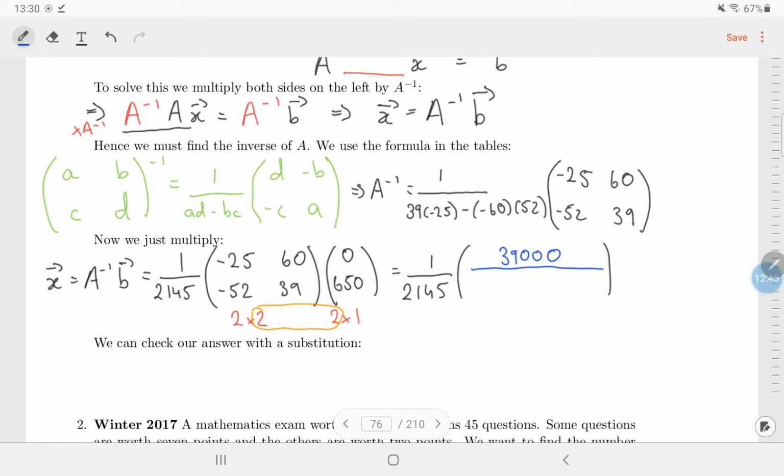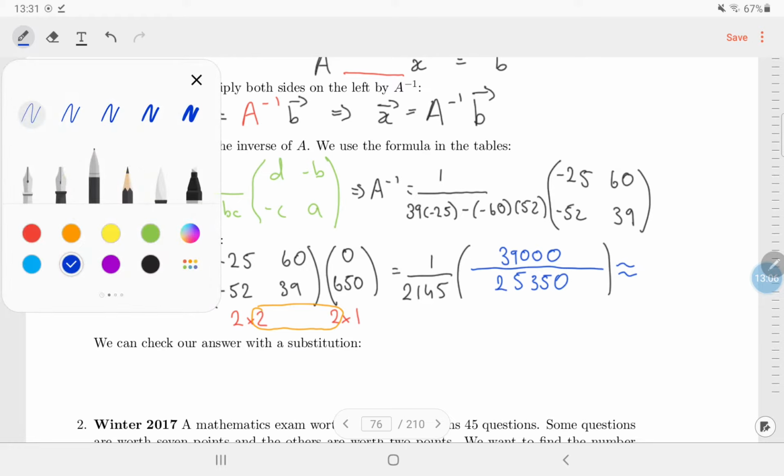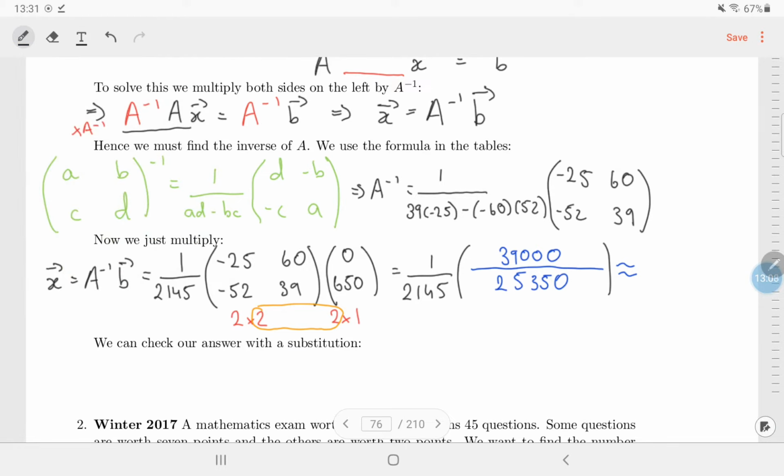And now I have row 2, column 1. So I multiply row 2 by column 1. Minus 52 by 0 gives me 0, and then 39 by 650 gives me 25350. Now I should divide them by 2145, so I'm just going to write approximately, because I'm rounding, so I multiply both of them by 1 over 2145.